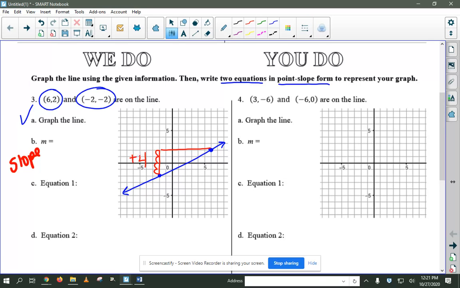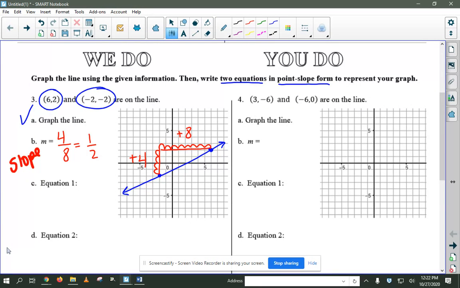Up 4 is a positive direction. And then to the right, 1, 2, 3, 4, 5, 6, 7, 8. And again, moving to the right is a positive direction. So my slope or my rise over run is 4 over 8. And if I can simplify a fraction, I should do that. All right, equation number 1.